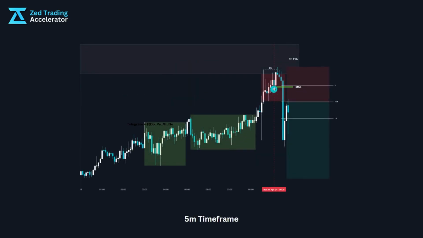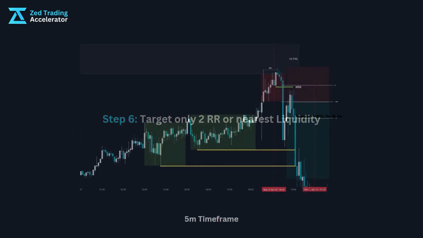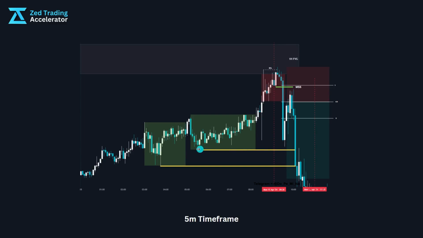As we can see, this is the 50% of that fair value gap. We should enter right there on the 50%. Stop loss at the swing high that took out the buy side liquidity. Aim for the nearest sell side liquidity or 1 to 2 risk to reward. Alright, as we can see, we are inside a trade here. Alright, so target for only 2 RR or nearest liquidity. And as we can see right here, this is our nearest liquidity. Price took that out very strongly and then eventually hit our take profit.